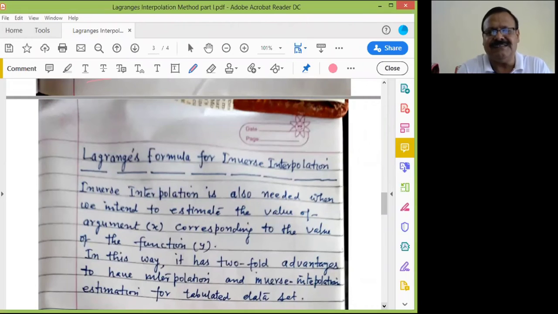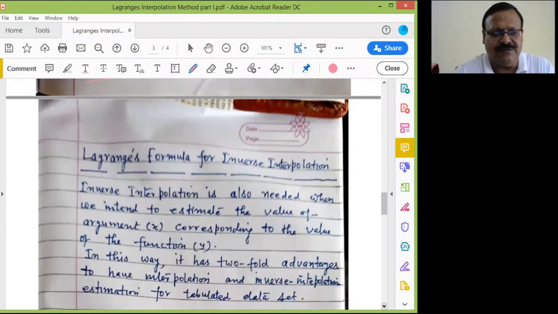It is very interesting. It is a double-edged sword. You can use the sword either way.